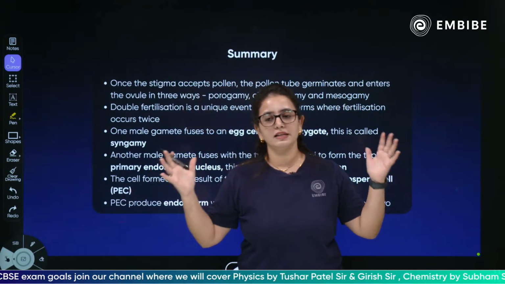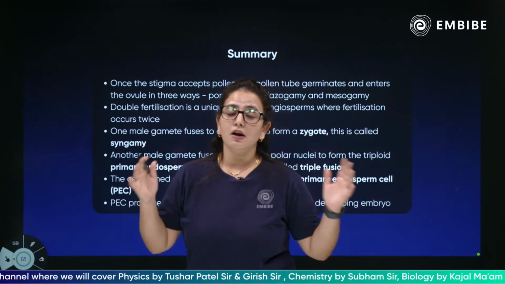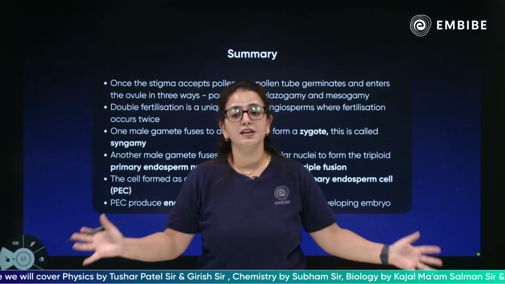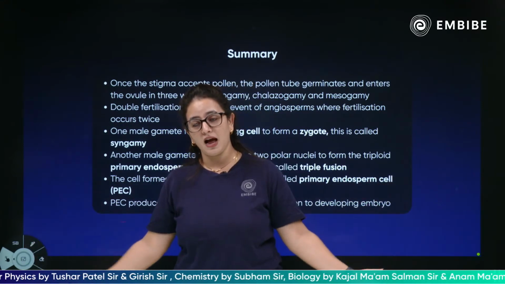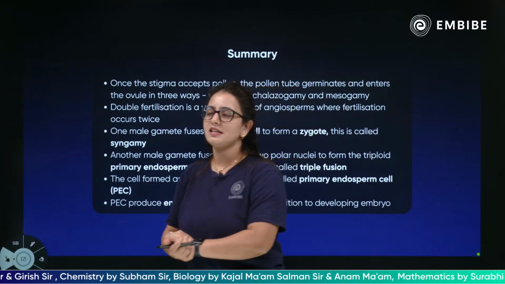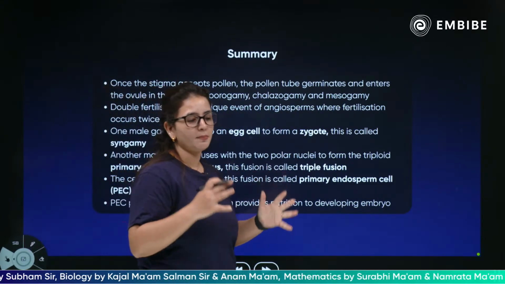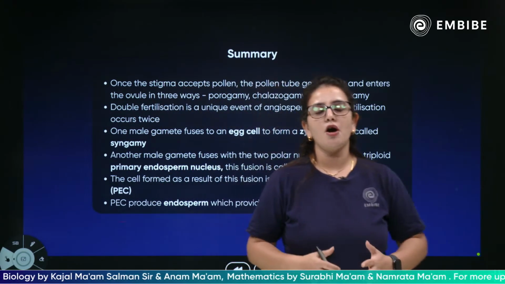What we have learned about today's session. Today's session is all about the double fertilization. Yes, of course, it is one of the most important features of the angiosperm plants, in the angiospermic family, that once the pollen grain reaches the stigma, the pollen will germinate and will form a pollen tube.